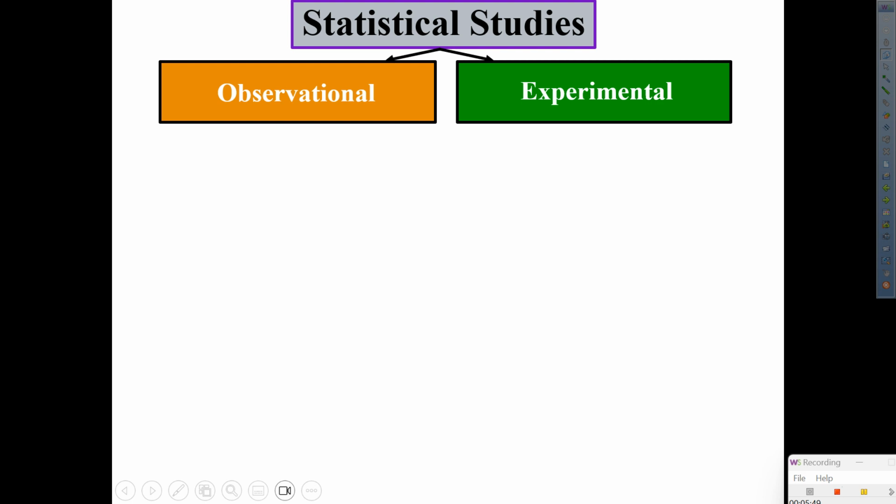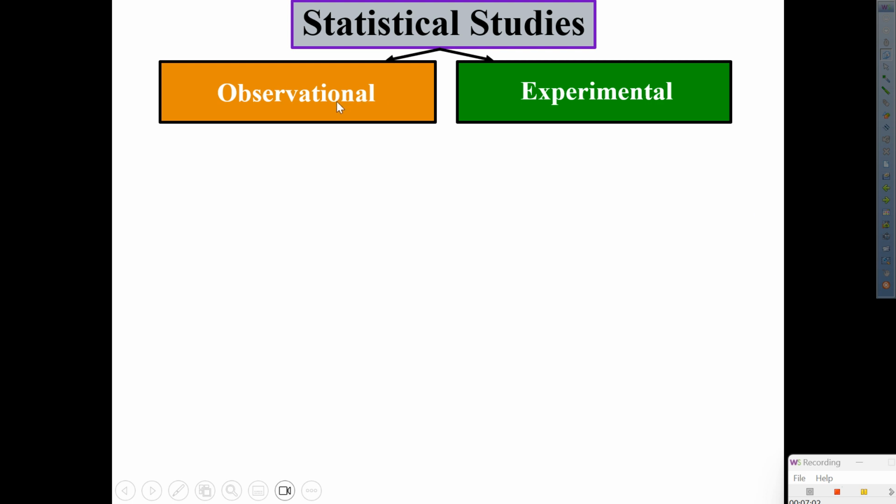So today we're going to add a little bit more to this. I want you to write this down and make these two boxes. For both of them, leave about 10 lines underneath so we can take notes in there. Statistical studies, once again, observational versus experimental.